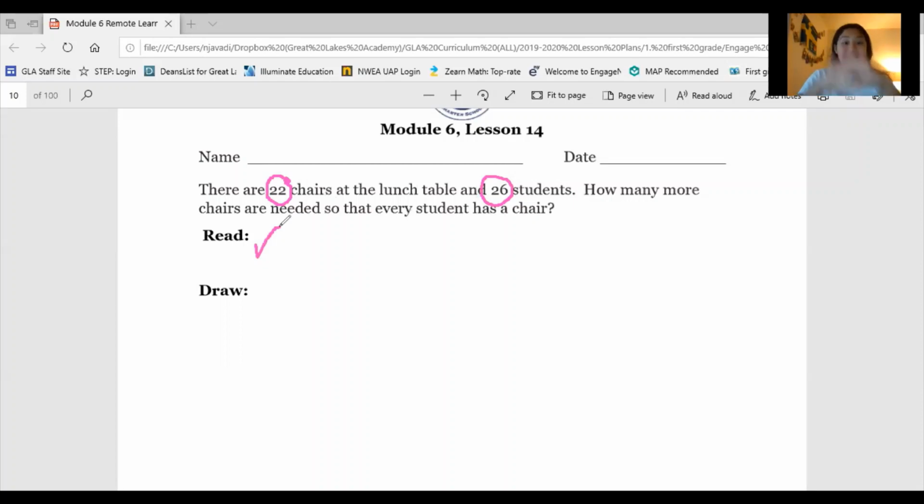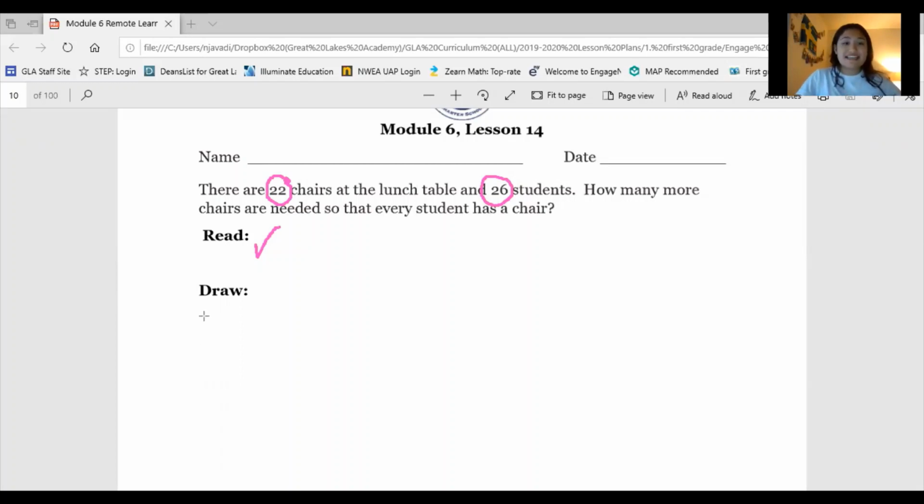The entire lunch table, think way back when we were at school and we would all sit at the lunch tables together. The entire lunch table has 22 chairs, 22 seats on it. But there are 26 students in the class. How many more chairs or seats do we need to add to the lunch table so that every student has a chair? To solve this problem, you can either use a double tape diagram or a regular tape diagram. I'll show you how to do it both ways.